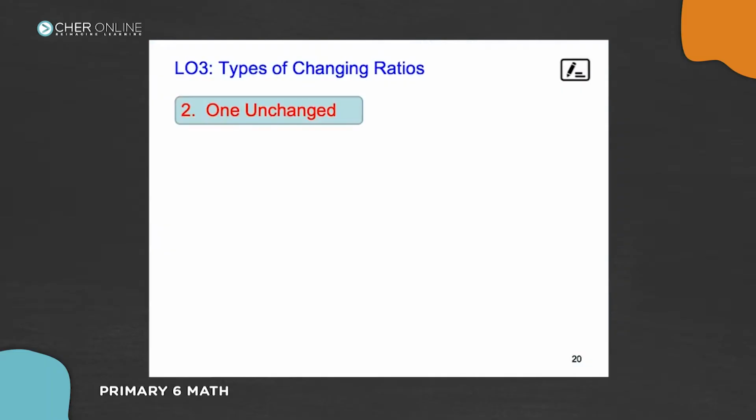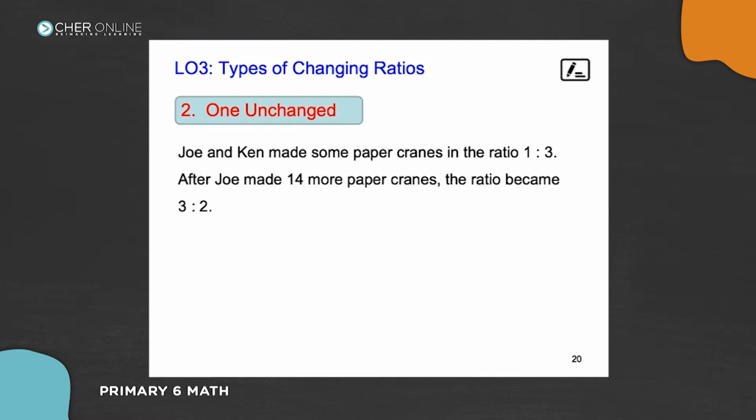Okay, second type of changing ratio. Just now, total was unchanged. Okay, now we have one that remains unchanged. So what kind of questions are these? Okay, Joe and Ken made some paper cranes in the ratio 1 to 3. After Joe made 14 more paper cranes, the ratio became 3 to 2.